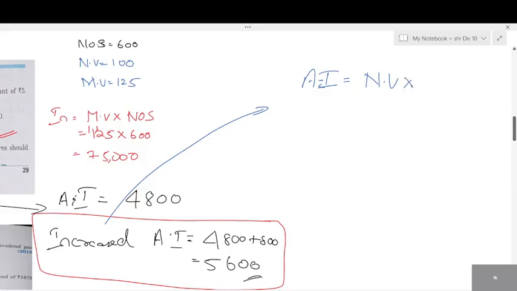Nominal value into number of shares into rate of dividend. Here the twist is annual income, we have to use 5,600. What's the value of annual income given? 5,600. So remember, don't take 800. You take 5,600. Based on this 5,600, what's the nominal value?